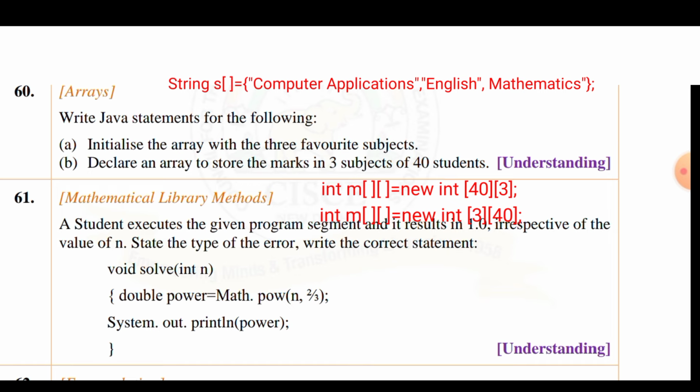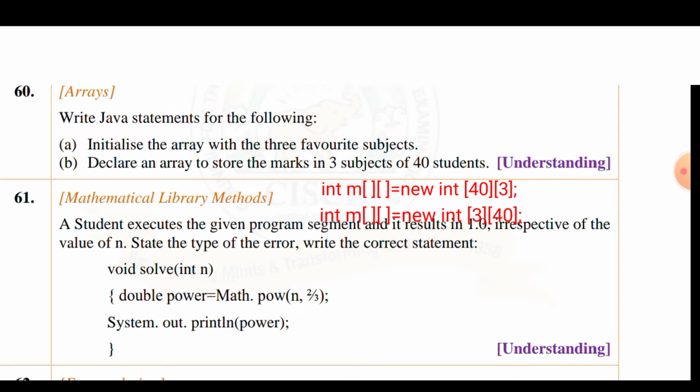Declare an array to store the marks in 3 subjects of 40 students. So it's quite simple, you can do it in 2 different ways. What you have to do, first you have to mention the data type, the name of the array, then two square brackets, then the assignment operator, the new keyword, and then the data type, and then the size. 3 subjects 40 students, or you can do 40 students 3 subjects, it is up to you. Then 3 and 40, in the first square bracket 3 and in the second 40.